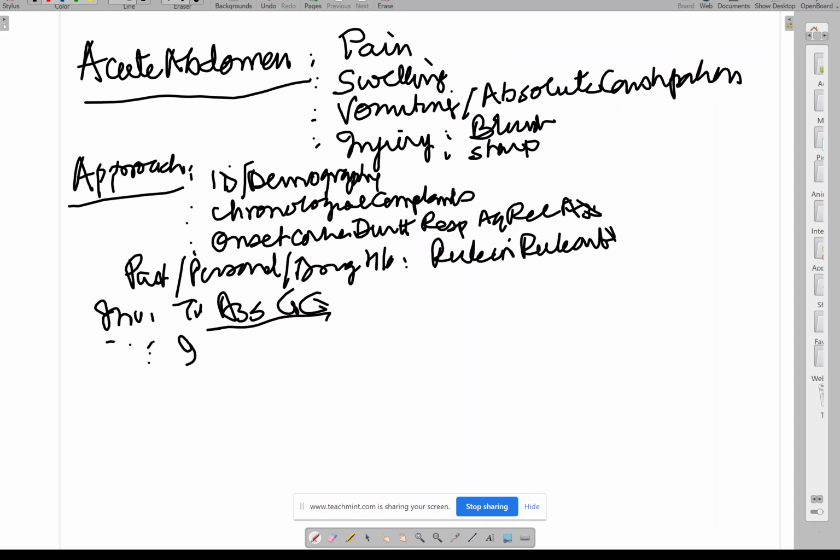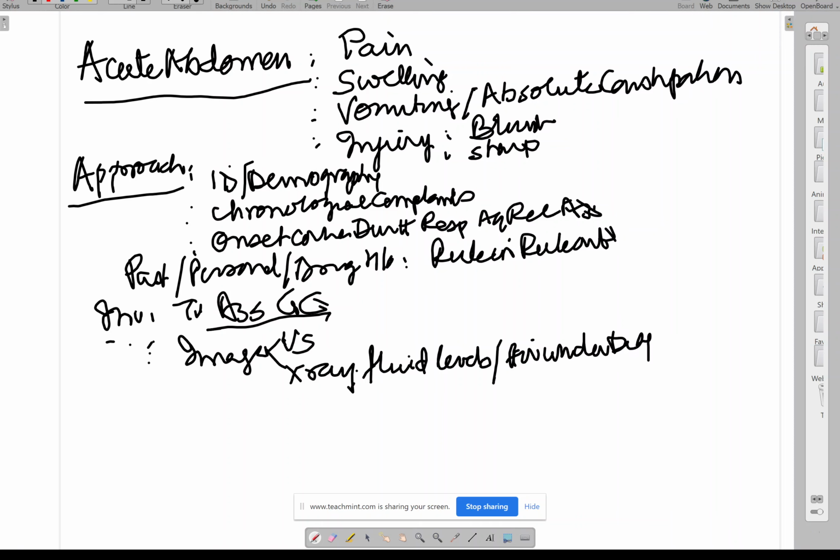Then you can image the abdomen by ultrasound, x-ray, etc. In x-ray, the most important thing that you see are fluid levels, which indicates intestinal obstruction, and air under diaphragm, which indicates perforation. And of course, before you investigate, you do a thorough general examination, systemic examination, and then you come to local examination.